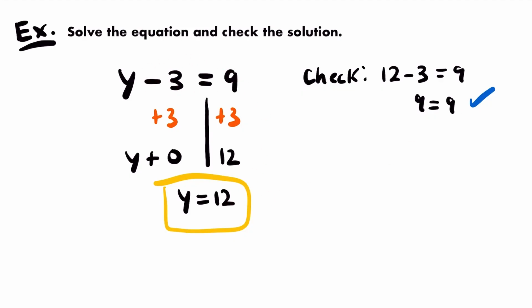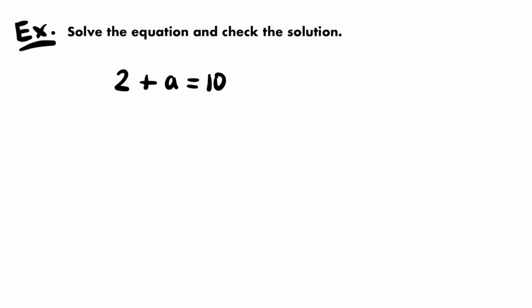Our work is correct. Next up, we want to solve the equation 2 plus a equals 10. All right, now initially this equation seems to be in a different form, but it is still in the form of a variable plus a constant is equal to another constant. It's just that the order of addition here has been switched, which is fine because remember from our properties of addition that the order of addition does not matter.